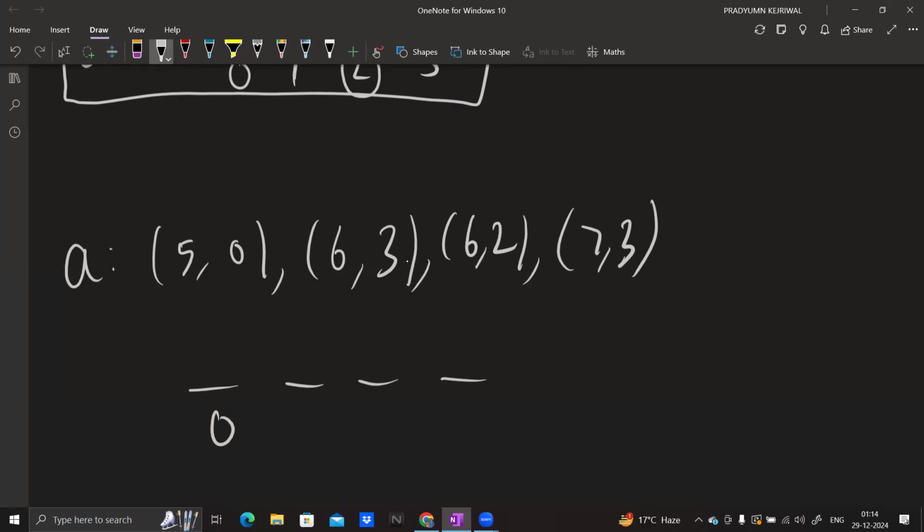Sorry, my bad. The 3 is repeated. It's 1. So 1 is at 3, 0, 1, 2, 3. So 0 is at 0, 1 is at 3, 2 is at 2, and 3 is at 1, the positions. So when the query asks me about the third position, like the query is like 1, 3, or let's say 1, 4, because it's one indexed.